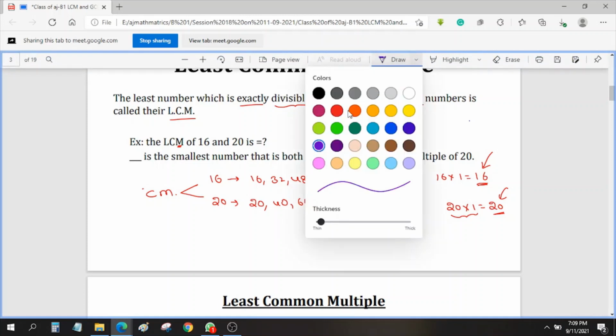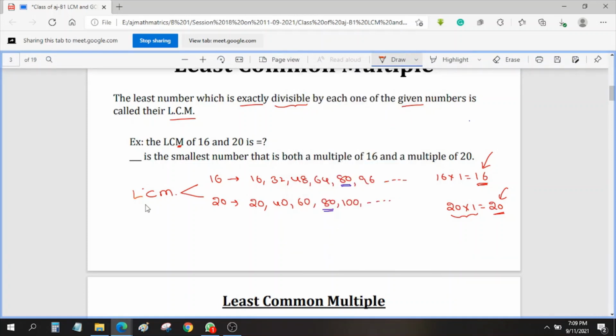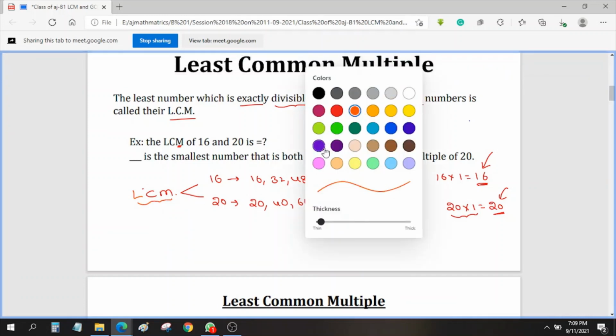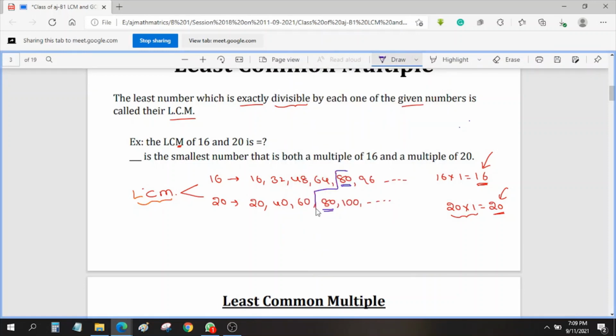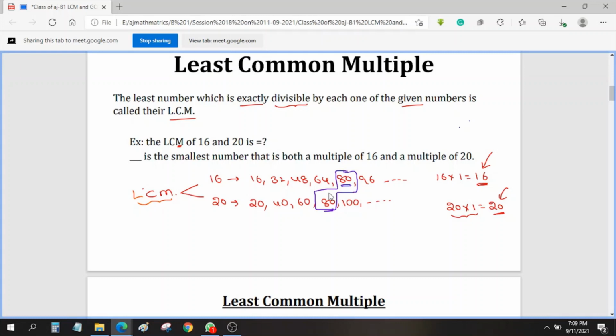Now in that case, we'll go with the least common multiple. What is the least common multiple? In this, the common multiples start from 80, so that is the least common multiple. This is one way of finding the least common multiple. First we need to find out multiples, then common multiples, and then the least common multiple in that. So the LCM of 16 and 20 is 80. 80 is the smallest number that is both a multiple of 16 and 20. That is the exact definition of least common multiple.